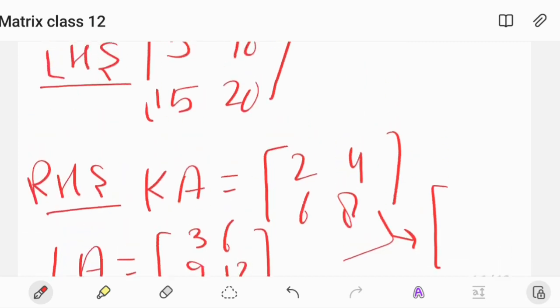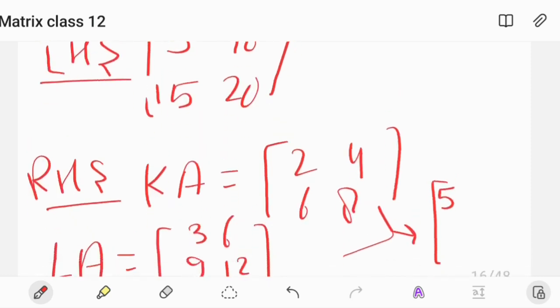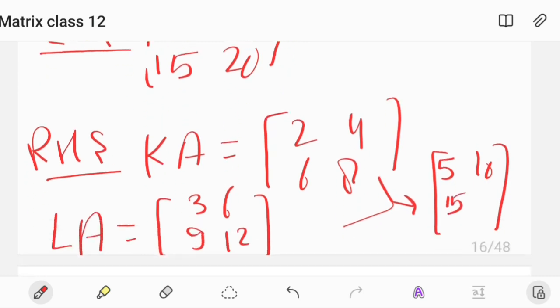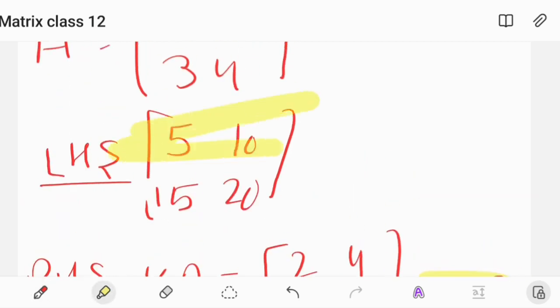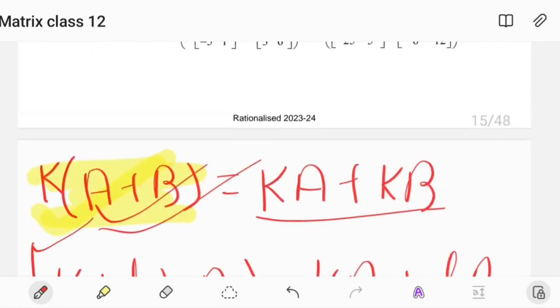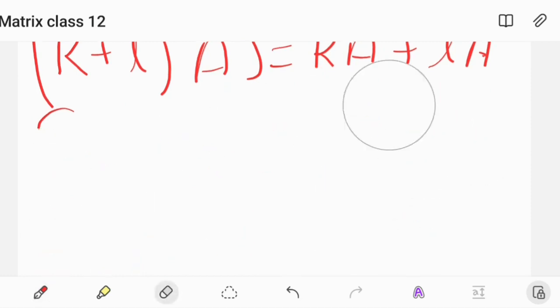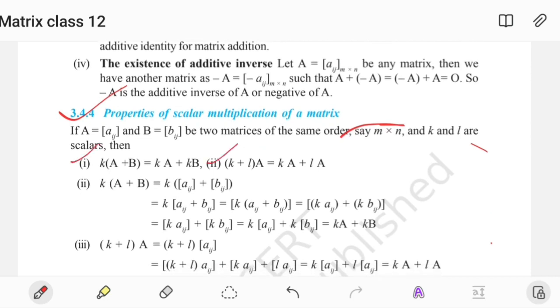I get 5, 10, 15, 20. So this is my RHS and this is my LHS. Are they the same? Yes, they are the same. Hence this property is also holding, right? This is also true. I hope this is clear now. So these are the two properties of the scalar multiplication of a matrix.